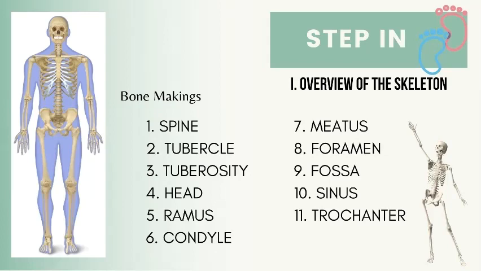7. Canal-like structure, meatus. 8. Round or oval opening to a bone, foramen. 9. Shallow depression, fossa. 10. Air-filled cavity, sinus. 11. Large irregularly shaped projection, trochanter.